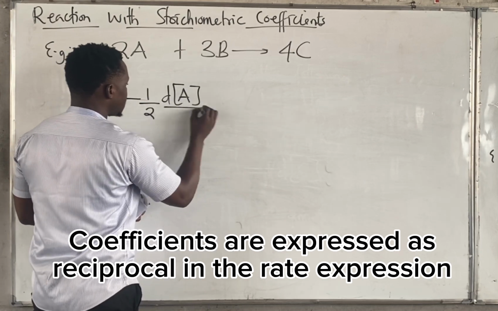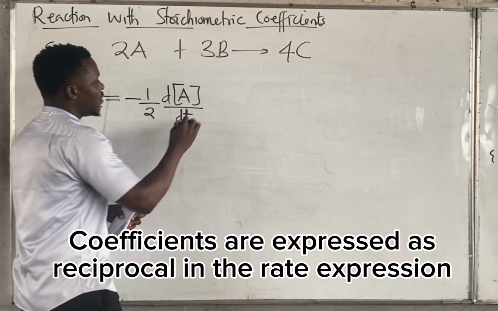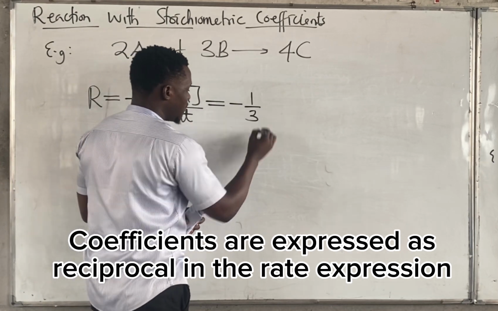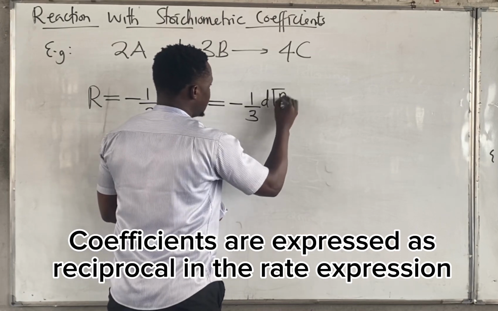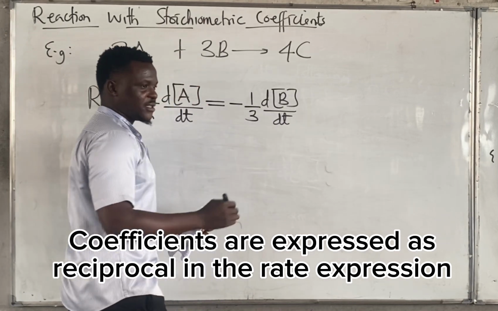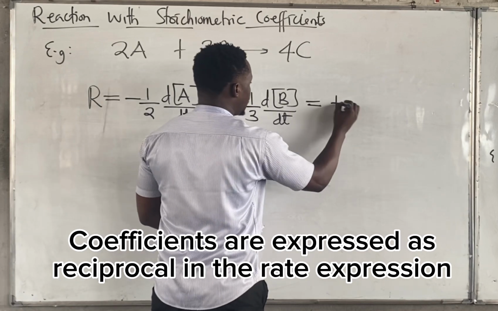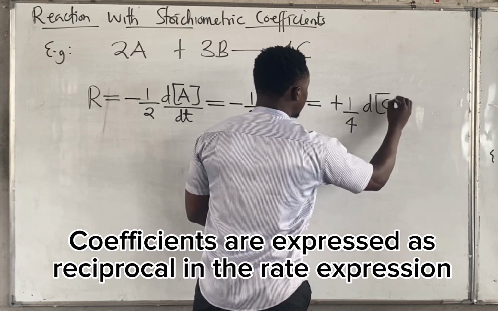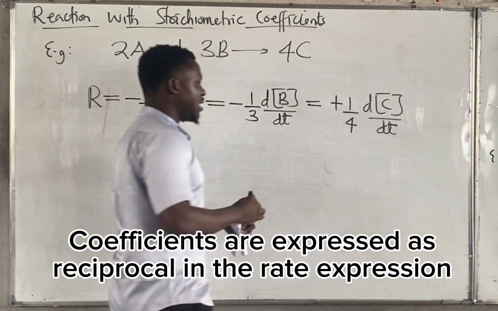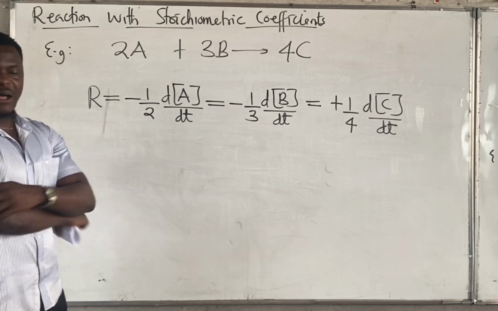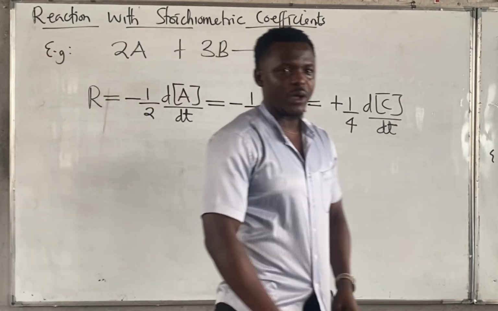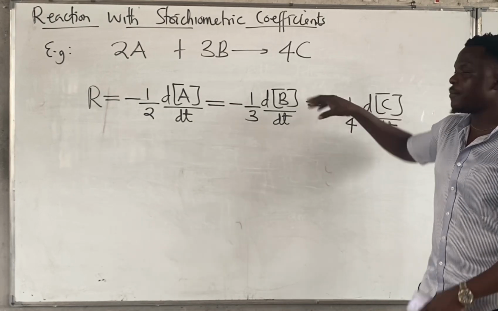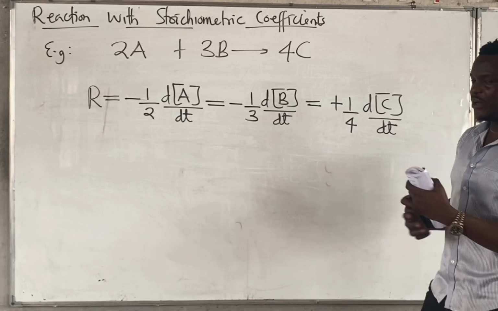Change in A all over the change in T equals to minus, since B is on the reactant side, 1 over 3, change in B all over the change in T equals to, C is on the product side, plus, and 4 is a coefficient, so you take the reciprocal of 4, that is this. So this is actually how to write the rate expression for this. Now once you understand how to do this, we're going to look at the next way a question can be asked. They can give us a question and ask which of the following rates best describes or best defines the reaction.